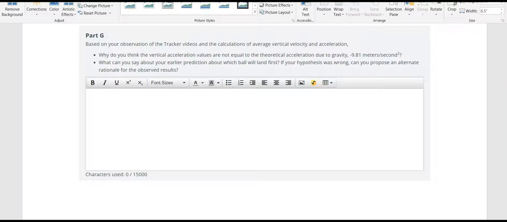Also, say something about the other prediction, about which ball will land first. You made a prediction earlier about which will land first. If you were wrong, give a rationale to explain why you were wrong. Just give me at least 3 or 4 sentences here, minimum, to explain what's going on. It shouldn't be that hard a question. At least no math involved with this one.